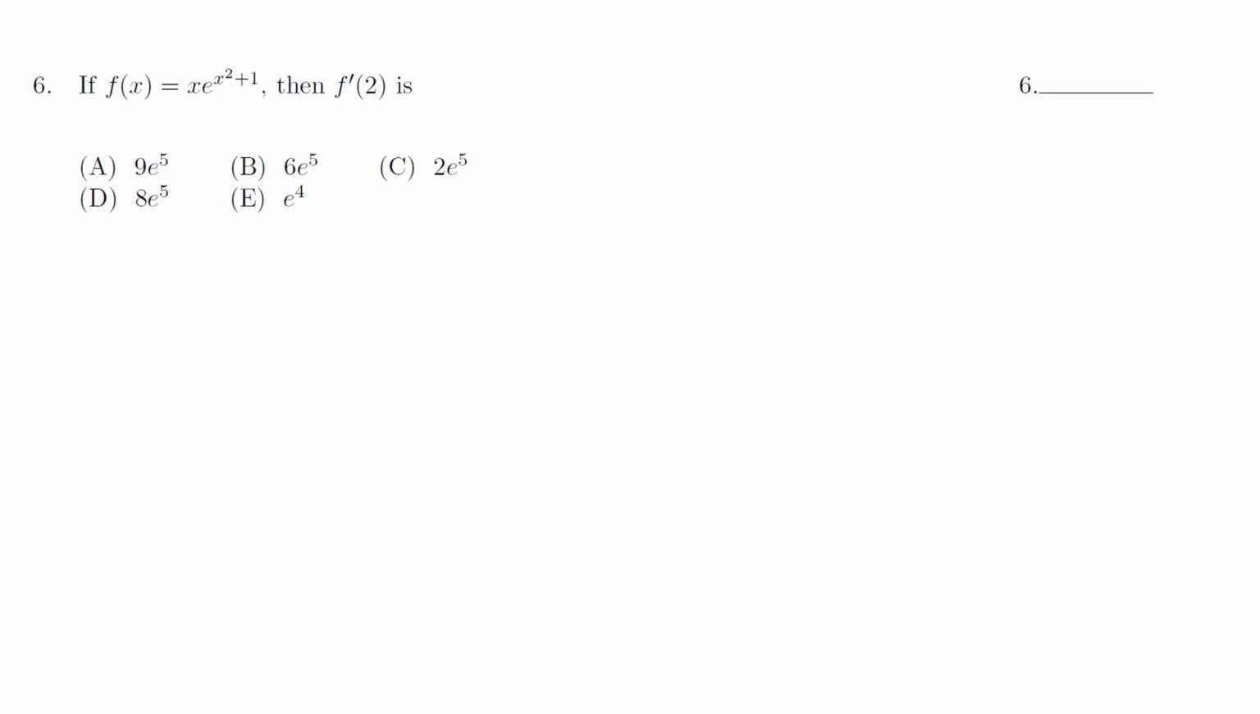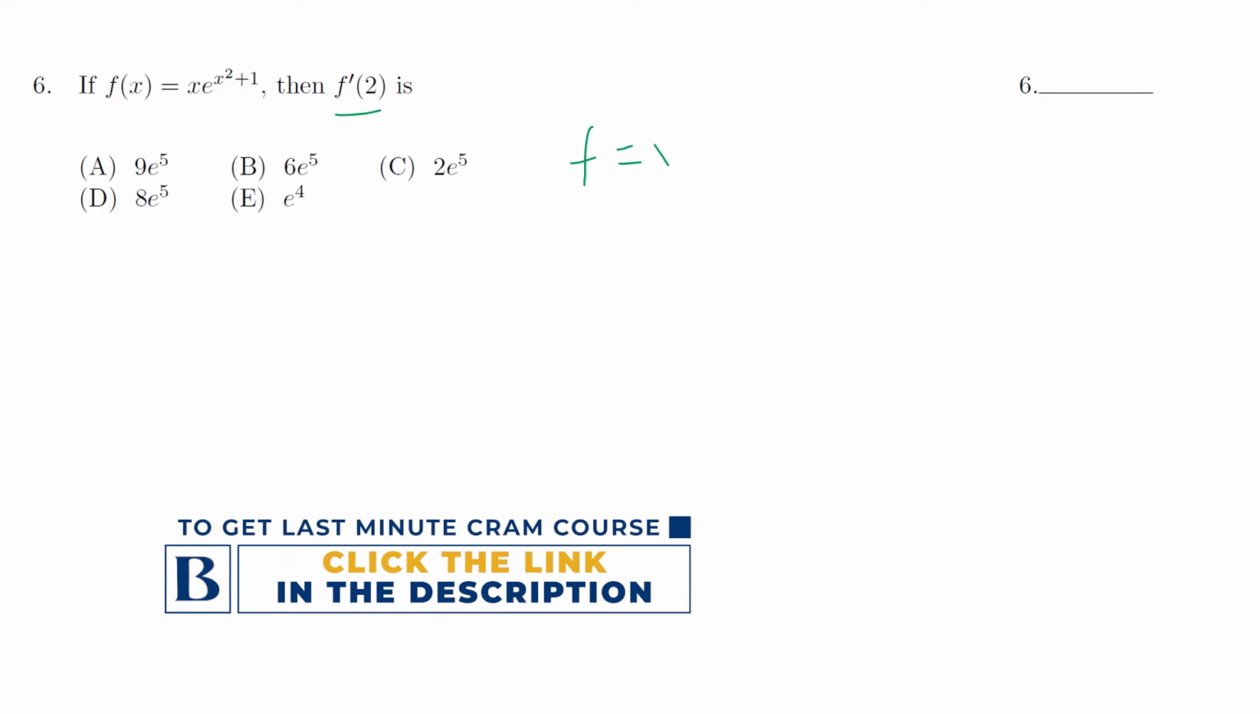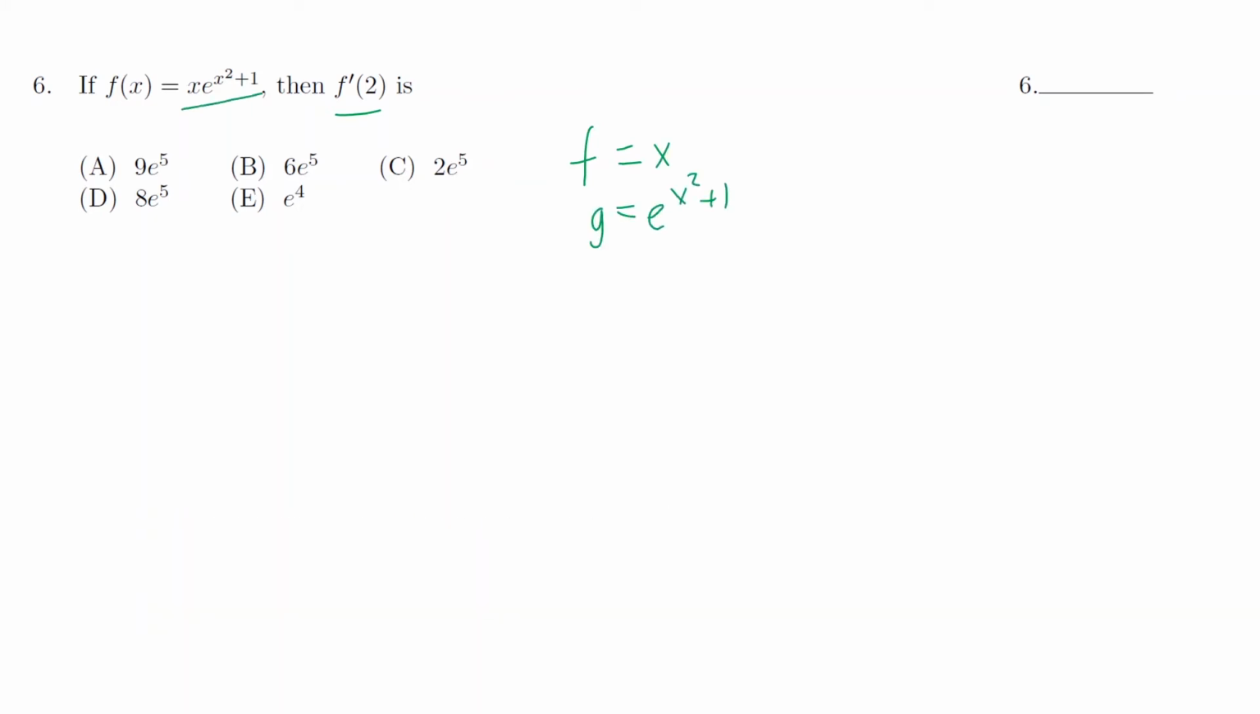So here we have to find f prime of 2. Not only do we have to find the first derivative, but we also then have to plug in x equals 2. So let's do the same thing, right? We just covered it. So f equals x, g equals e to the power of x squared plus 1. Therefore, f prime is equal to 1. What about g prime? g prime is equal to e to the u times u prime. So e to the x squared plus 1 times the derivative of the exponent, which is just 2x. And again, all we have to do is cross multiply it.